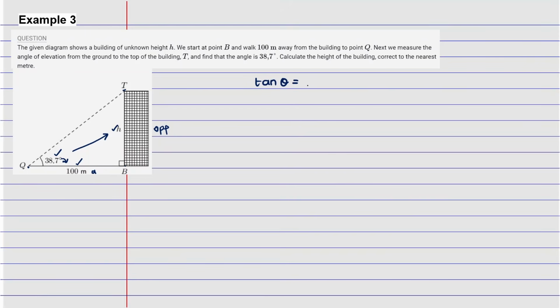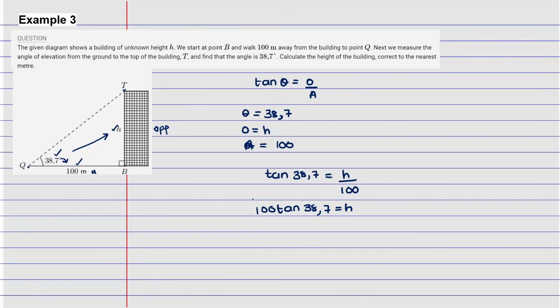So tan theta is equal to opposite over adjacent. We know that our theta angle is 38,7. Opposite is H, which is what we want. Adjacent is 100. So let's substitute. tan 38,7 is equal to H divided by 100. Then this is the same as saying 100 times tan 38,7 is equal to H.